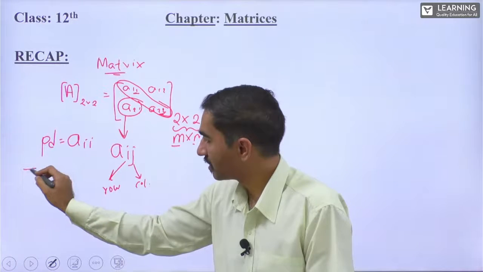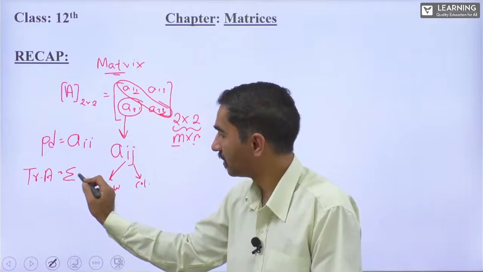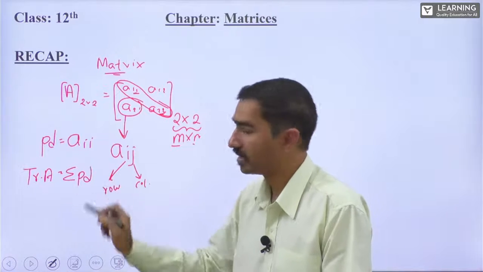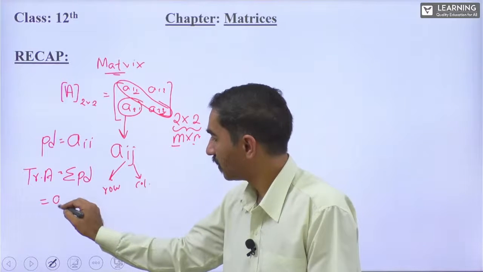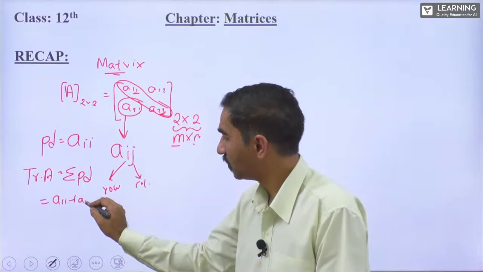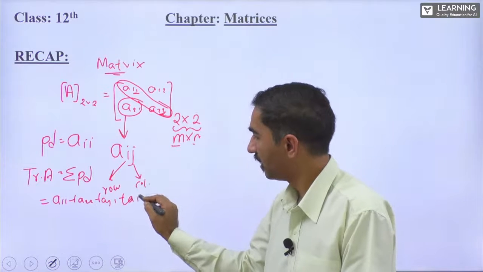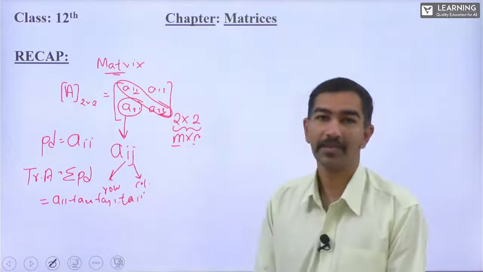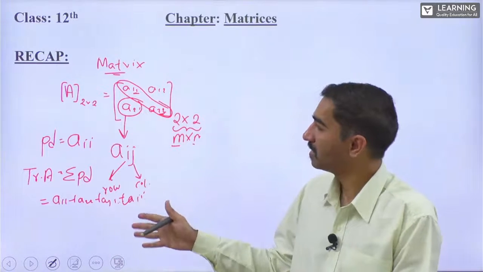Next, what did we see, students? Trace of a matrix A is nothing but the summation of the principal diagonal. Summation of the principal diagonal means A11 plus A22 plus A33, and so on until Aii. Understand? So these are the things which we saw in the previous session.